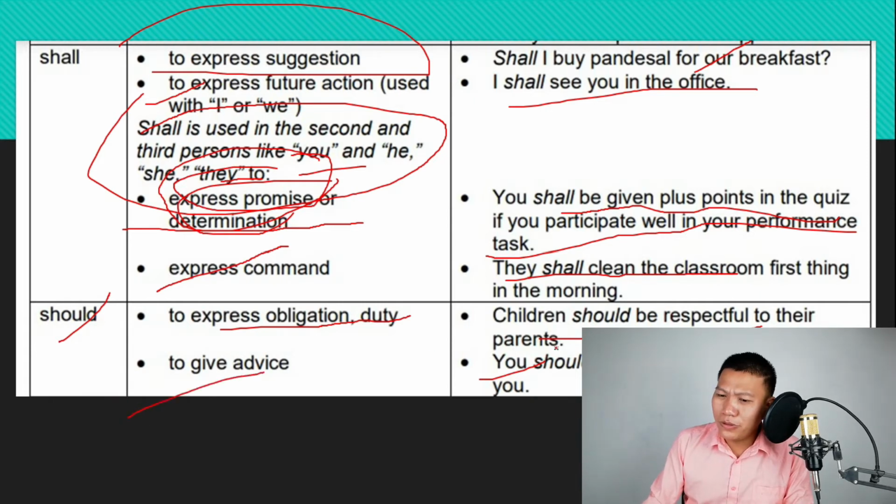Next is to give advice. You should wear a blue dress. It suits you. You should drink milk. It will make you healthy. So you are suggesting. You are actually giving advice.